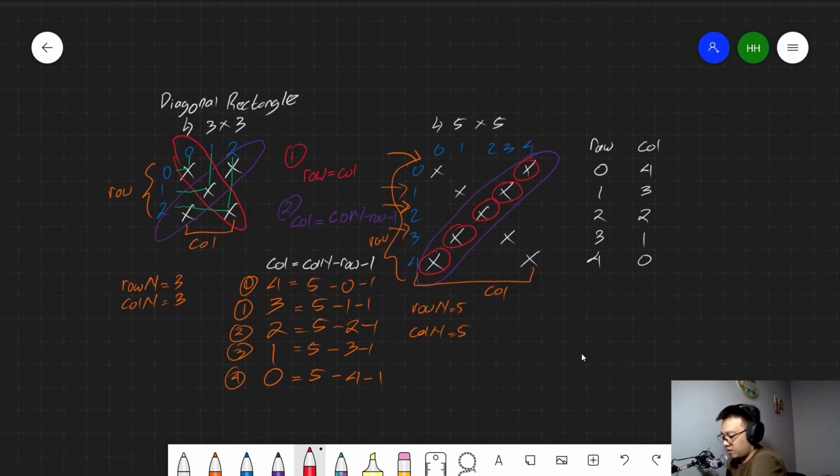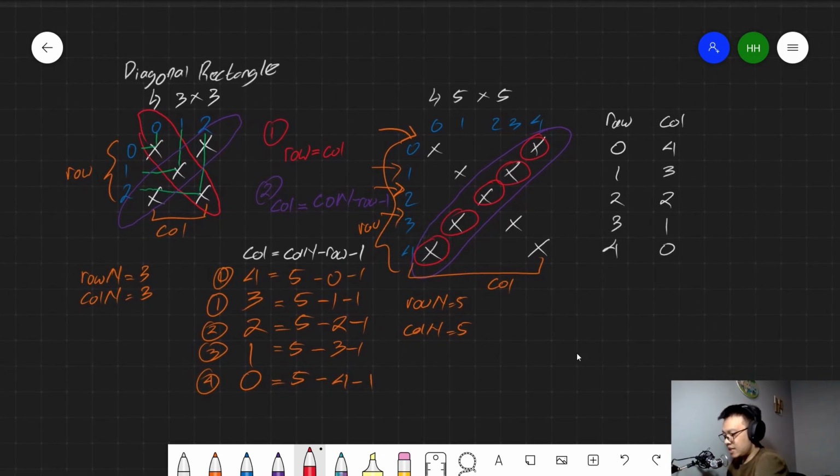Okay, I think that's the idea to analyze the patterns that occur in these diagonal rectangles. I hope my explanation gives you a better view of how to solve this challenge, right? In the next video, you're going to see how to implement it in code. Please try to simulate it by yourself for a better understanding of this topic. Until then, see you in the next video.